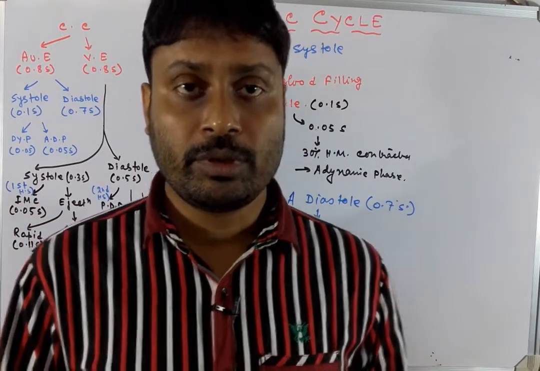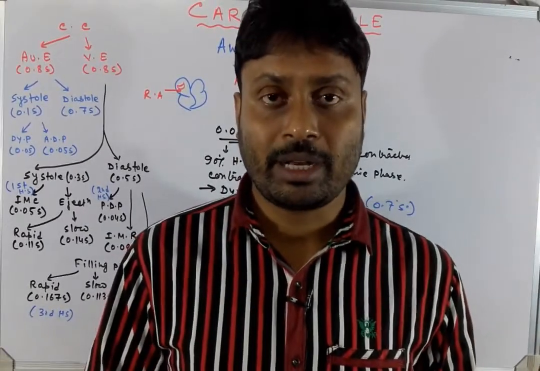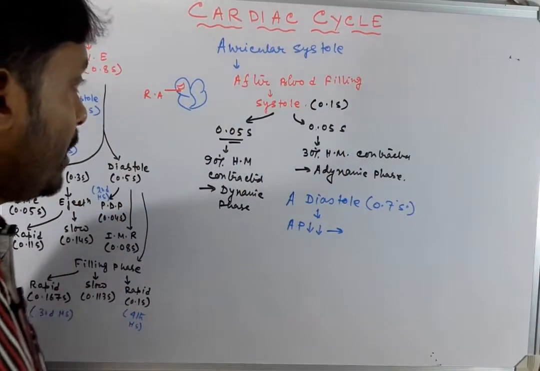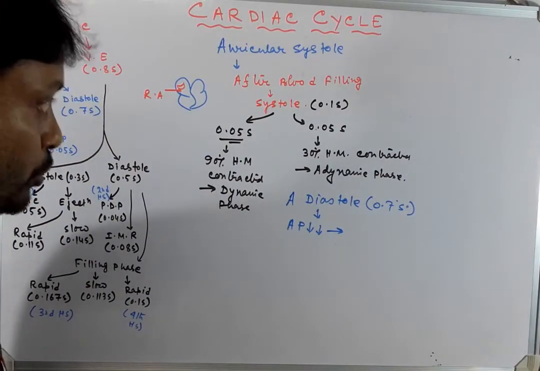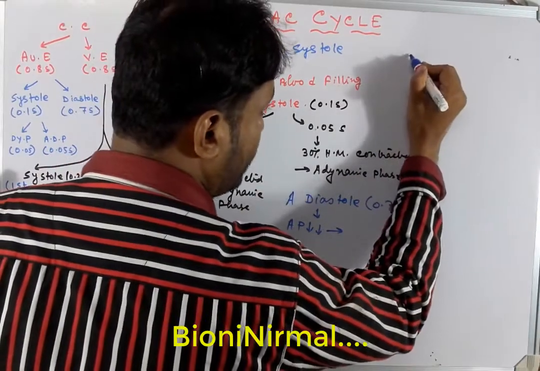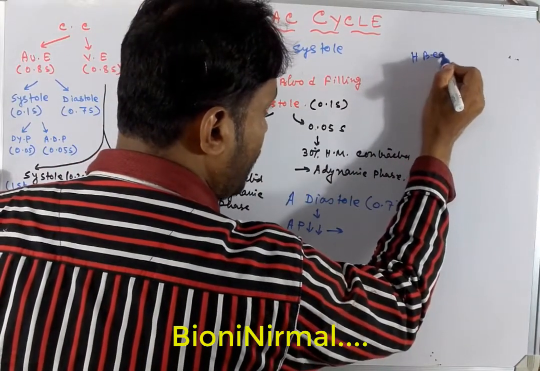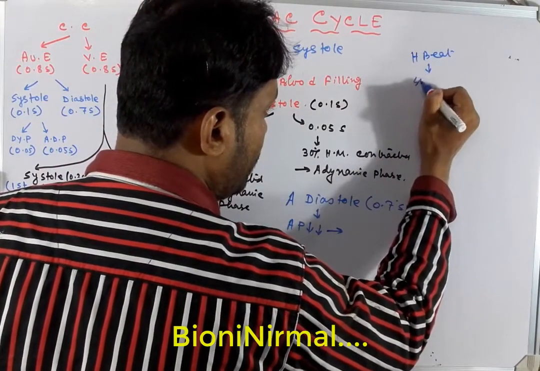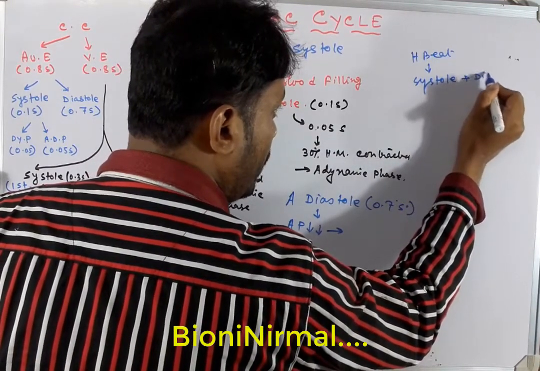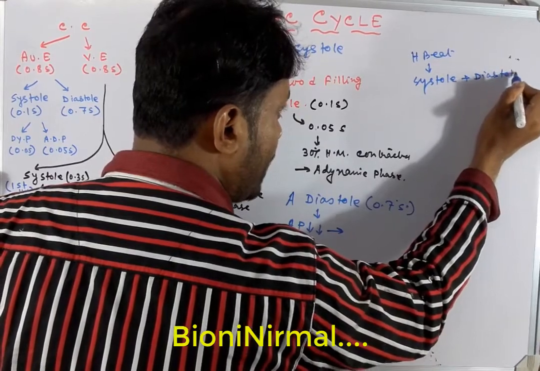In this video tutorial I am going to describe the cardiac cycle. Before discussing the cardiac cycle, first of all we should know what heartbeat is actually. Heartbeat means simply systole plus diastole of the heart, and this is called the heartbeat.